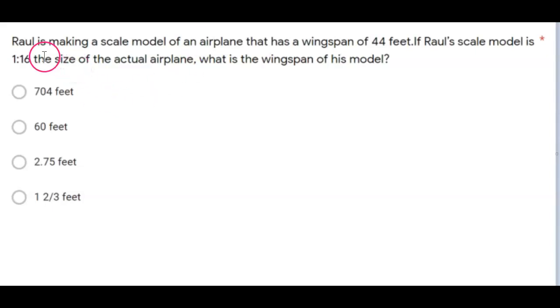Alright, so this is number 1. It says Raul is making a scale model of an airplane that has a wingspan of 44 feet. If Raul's scale model is 1/16 the size of the actual airplane, what is the wingspan of his model?